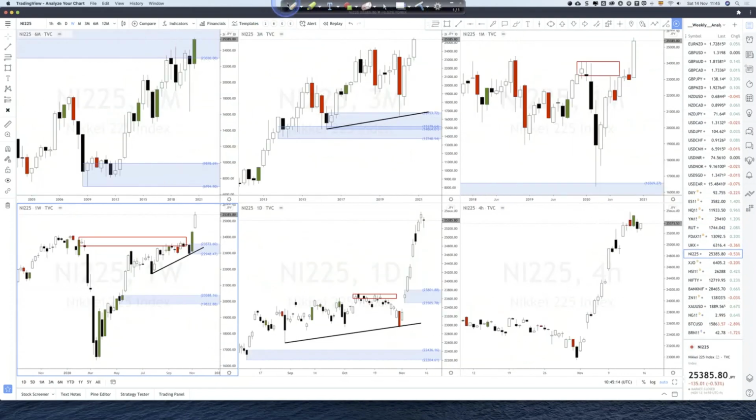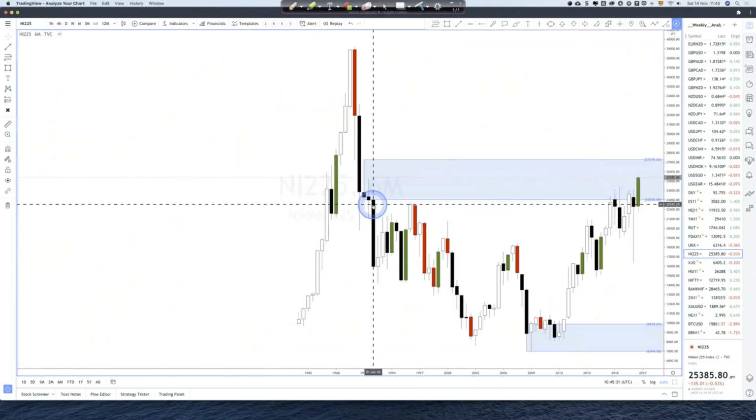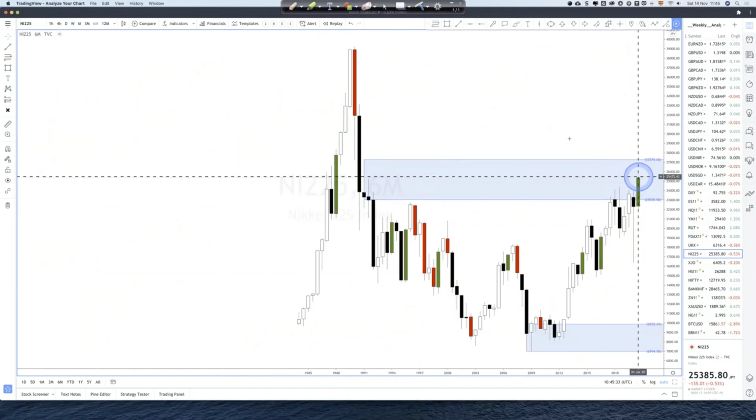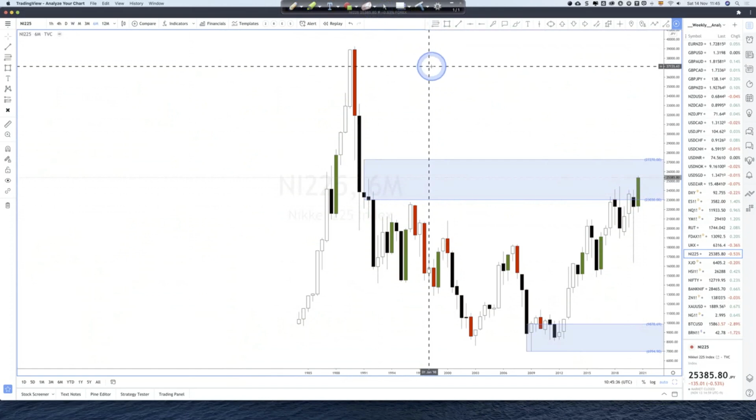Nikkei, as explained for several weeks and months, long bias, expecting that area of supply to be eliminated. It took several months for that to happen, like 5 months, and now we have brand new areas of demand for longs, expecting that area of supply to be eliminated with this super attack. Long bias.